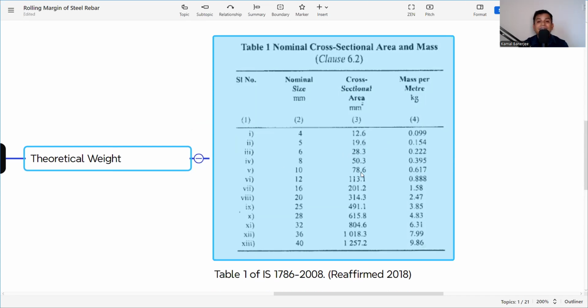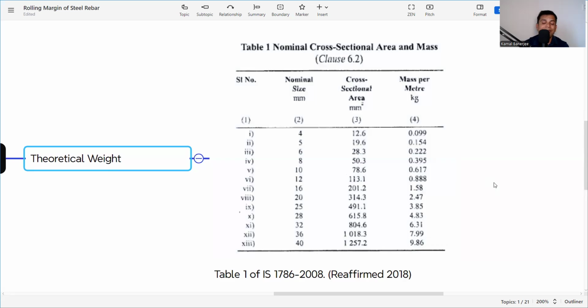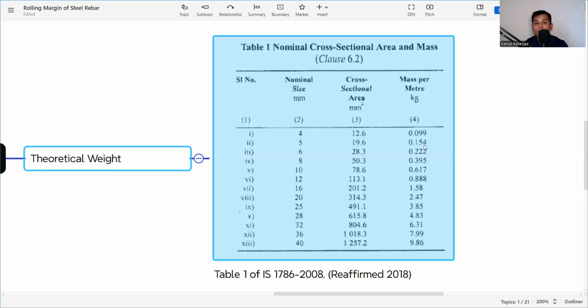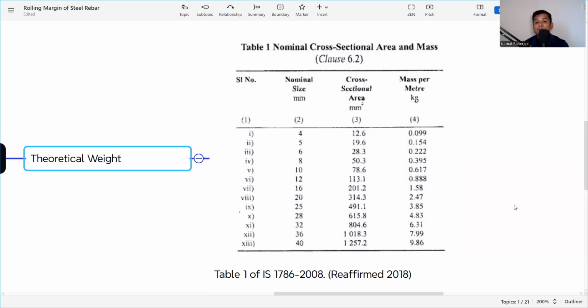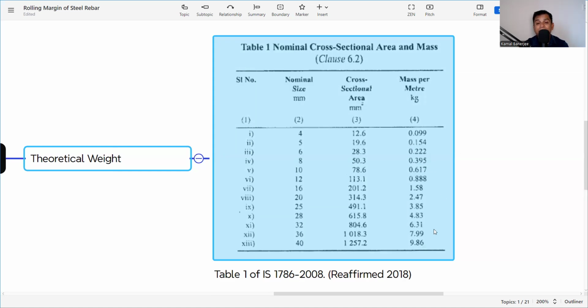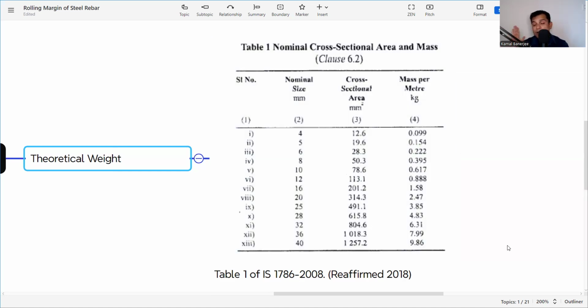Similarly, for the 10 mm bar, the cross-sectional area is 78.6 square millimeters, and the mass per running meter is 0.617 kg. Now, whenever we get the steel at the site, we need to verify that this weight is as per the specified limit, because the design has calculated everything on that basis. We need to confirm that whatever method we are using satisfies the criteria of the design parameter.